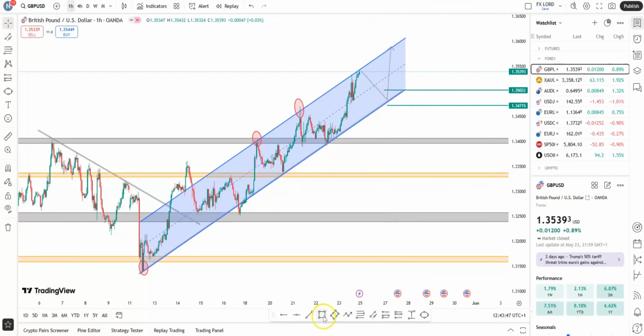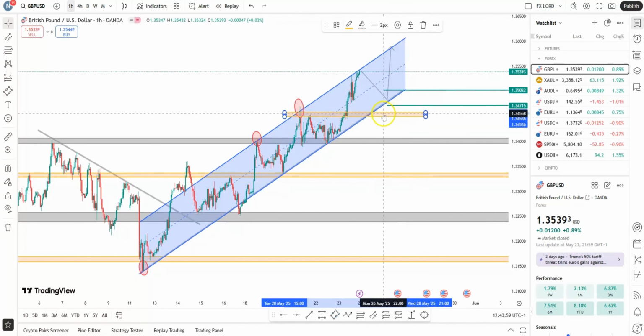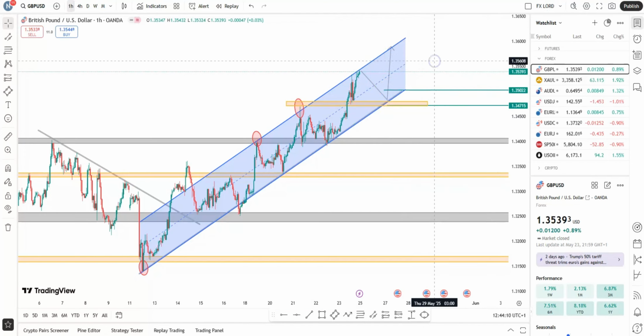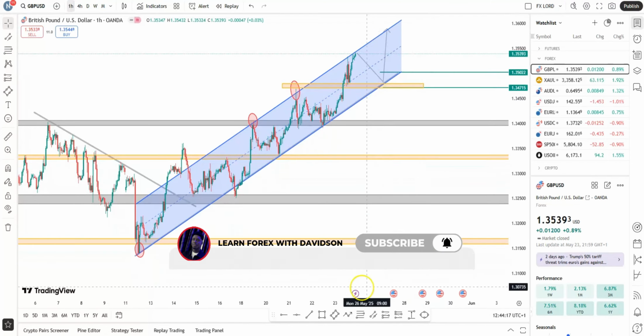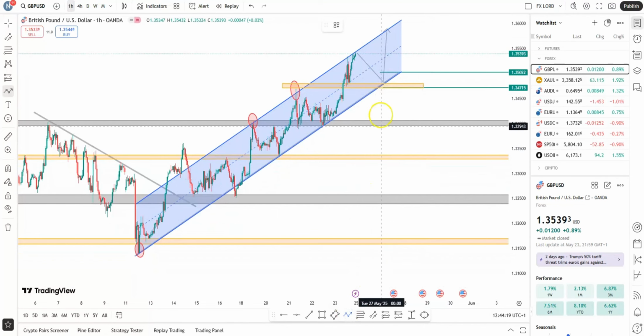So if you can draw out something like this, you could draw something like this on the chart. You want the market to come into this place, or you can put this here. You want the market to come back into this area, and once the market comes back here, you get into a buy. So that is my bullish scenario for GBPUSD.